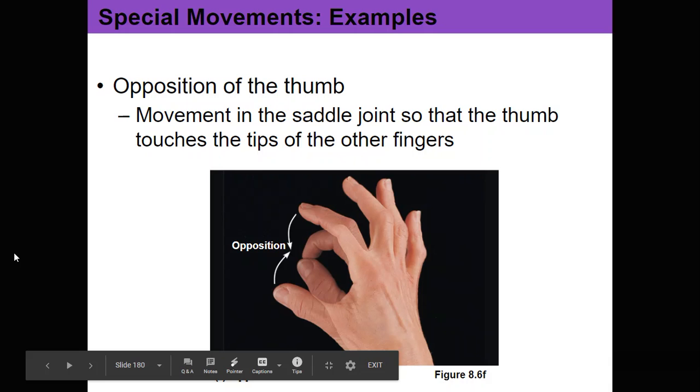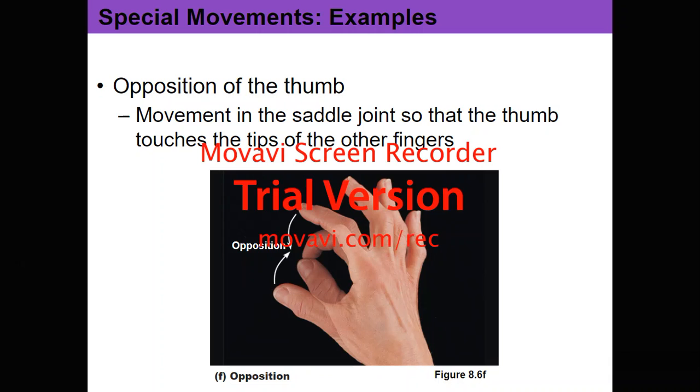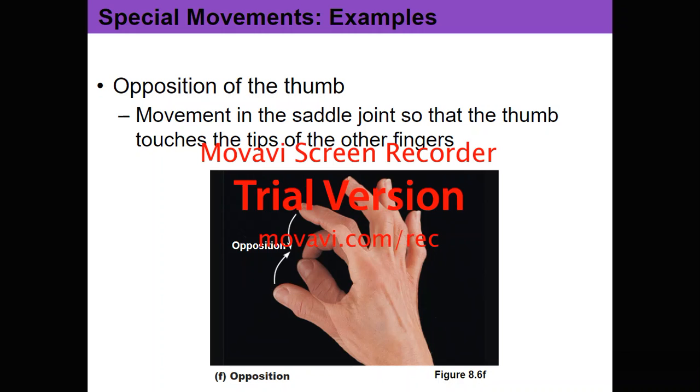So your opposition. So the saddle joint between the metacarpal and the trapezium allows movement called opposition of the thumb. So essentially this movement is taken when you touch your thumb to the tips of your other fingers on the same hand. So it is opposition that makes the human hand such a fine tool for grasping and manipulating objects. Okay, so being able to do these opposition movements makes our hands very good for grasping and manipulating objects.